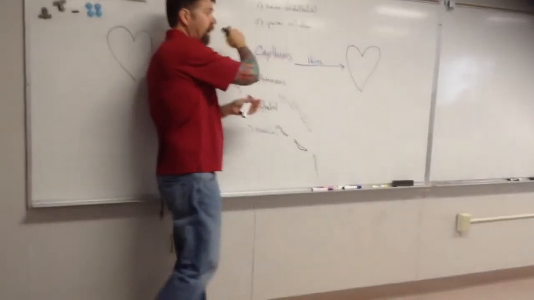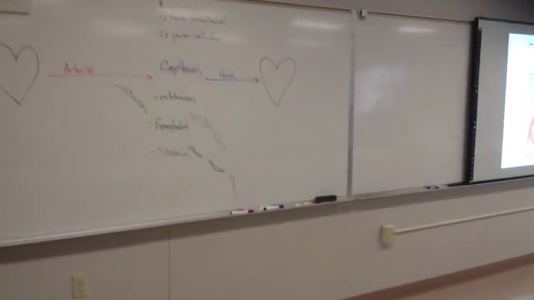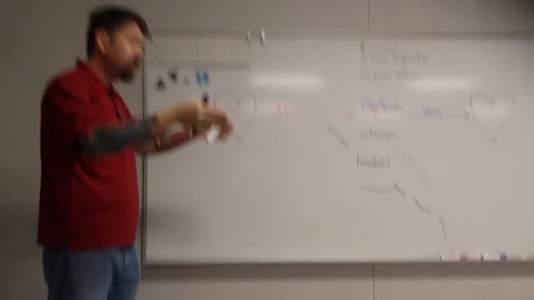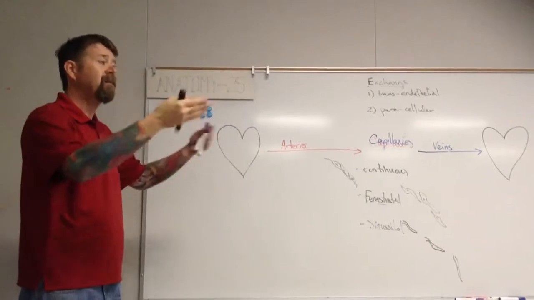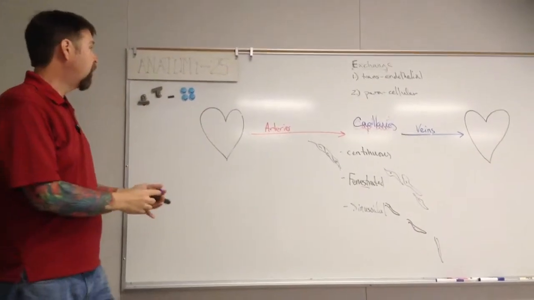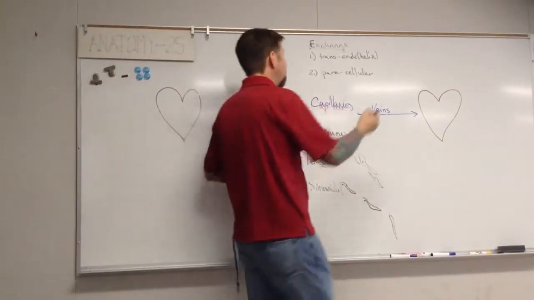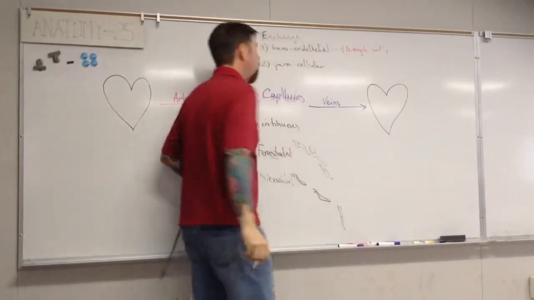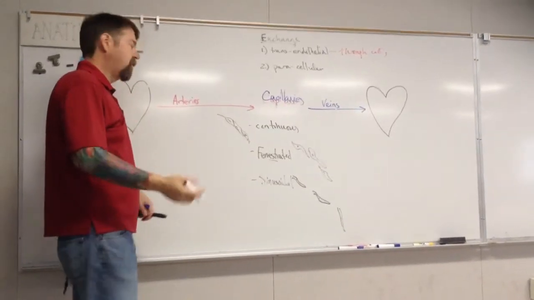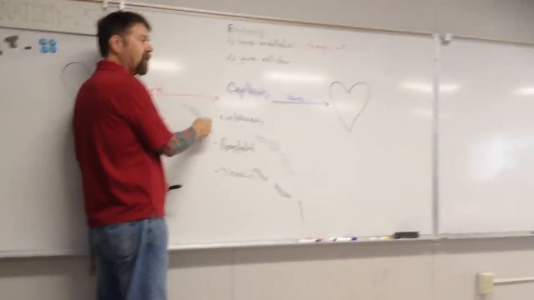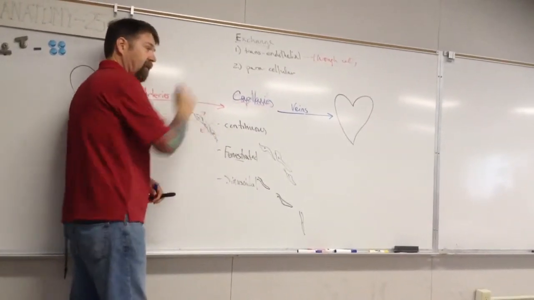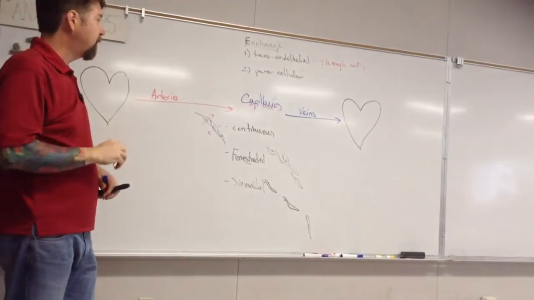So if you look at this, we really have two different ways that exchange can occur at the capillary bed. Exchange can occur through cells, and exchange can occur between cells, right? So exchange that occurs through the cells is what we call transendothelial, trans across endothelial to endothelium. So the only kind of exchange that we can get in a continuous capillary bed is this kind here, right? Because there's no way to go between the cells.